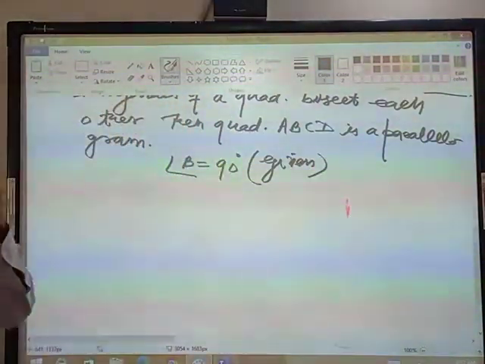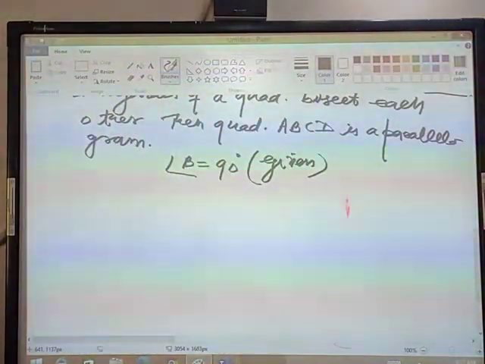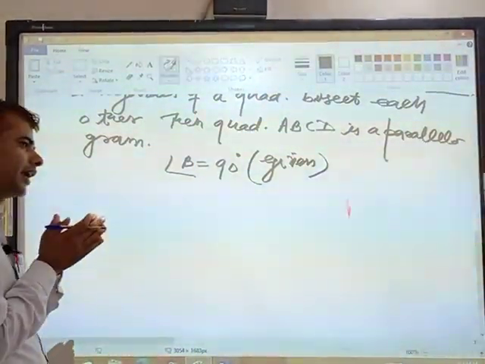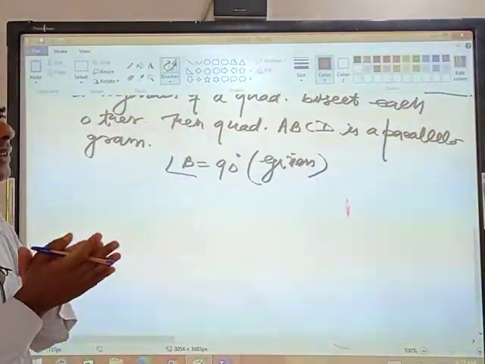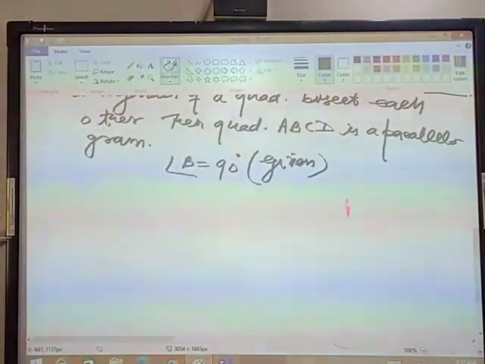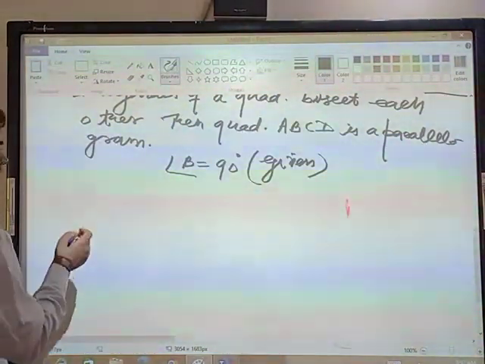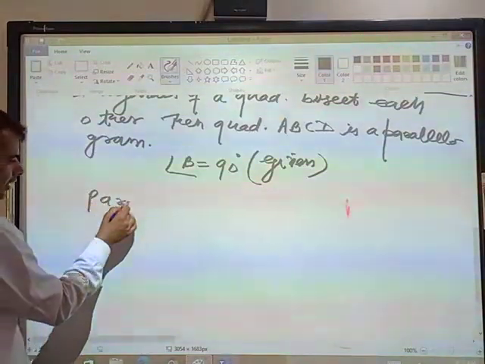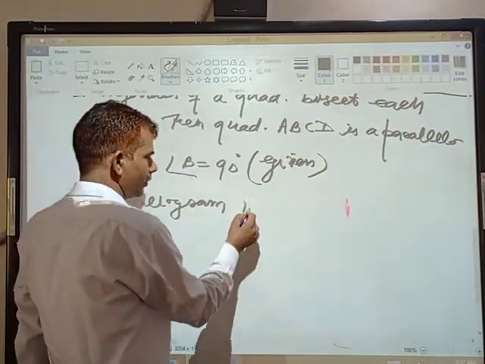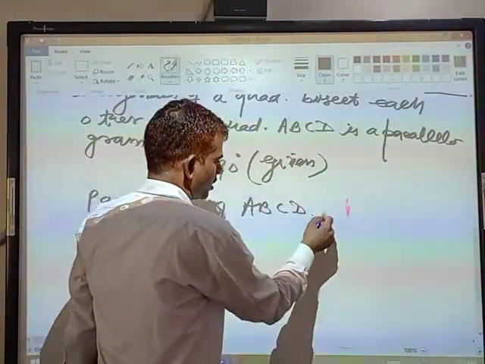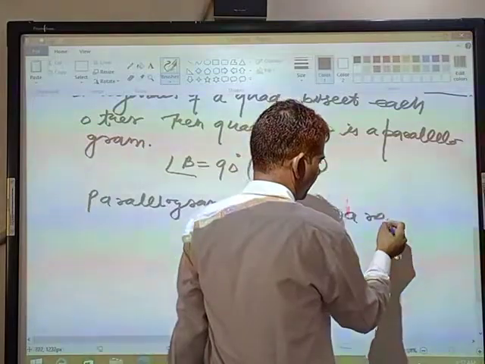Friends, in a parallelogram, if one angle is of 90 degrees, that parallelogram will be a... Please tell me, अगर किसी पैरेललोग्राम में एक एंगल 90 डिग्री होता है तो वो पैरेललोग्राम क्या कहलाता है? रेक्टेंगल. Now parallelogram ABCD is a rectangle.